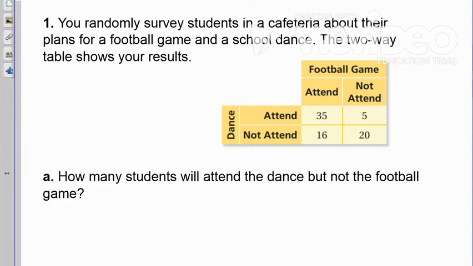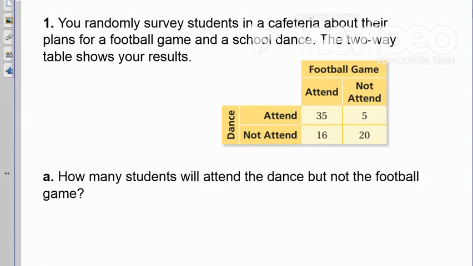Okay, so we're talking about a random survey of students in your cafeteria and their plans for a football game and a school dance. These two different events are going on. You're asking the same kids the same questions, and we have our results listed below. So how many students will attend the dance but not the football game?